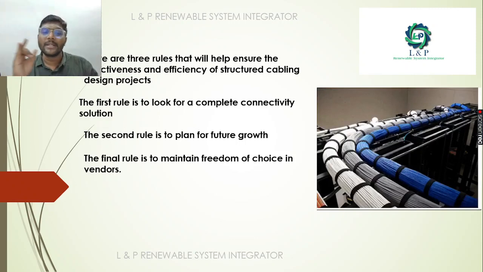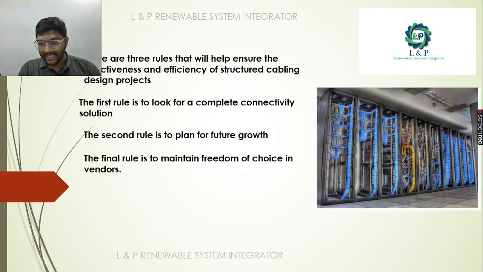In such a way we need to design the cabling, especially for structured cabling. The final rule is to maintain the freedom of choice for the vendors, because the customer is going to use it. So we need to provide them the freedom to choose what they want. We need to make our provisions so that it will be easy for them to choose, because we cannot plan that this should come here only and that should come there. We should not make any such decision. So these are the 3 important rules. The foremost rule is that we should provide a complete connectivity solution. The second rule is that we need to plan for future growth, and the third rule is that we need to maintain the freedom for the vendors to choose.